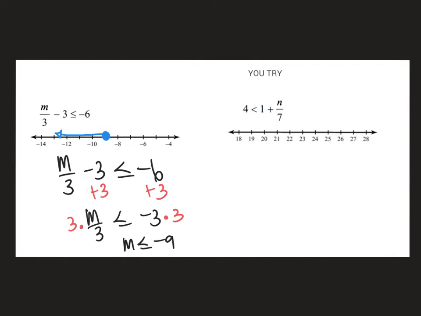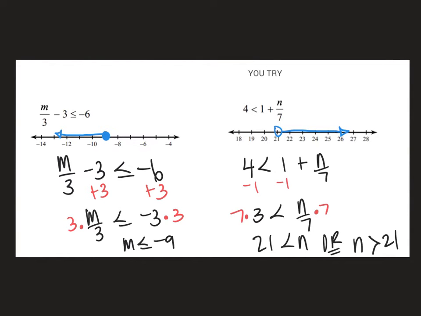You try the next one on your own. The work for this is shown. You would subtract 1 first, and then you would have multiplied by 7, and you get 21 is less than n. And if I rewrite that with the variable first, n is greater than 21. So open circle on 21 pointing to the right.